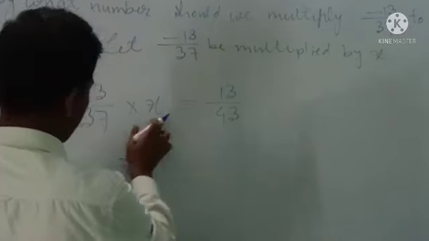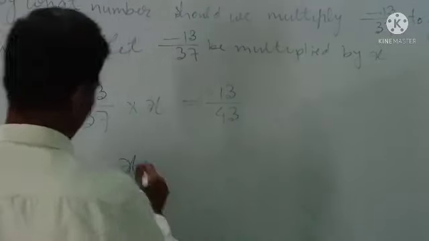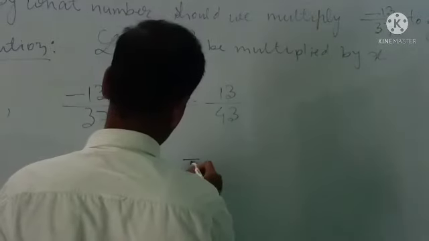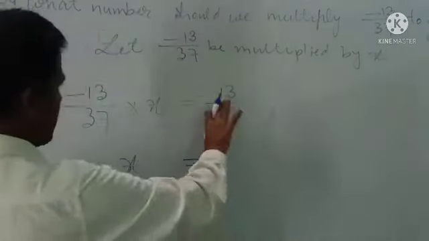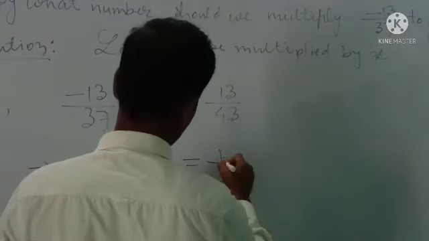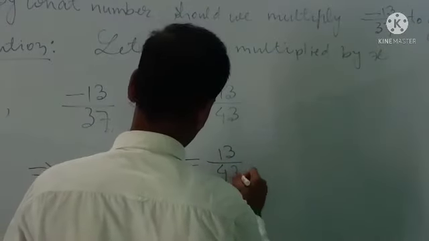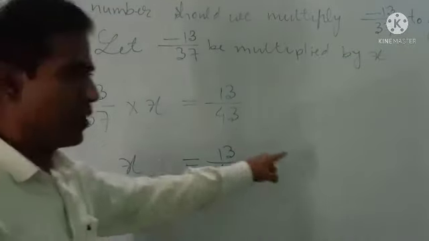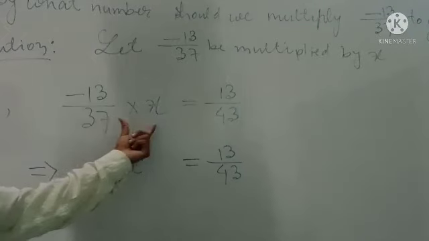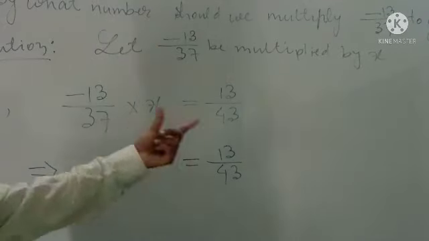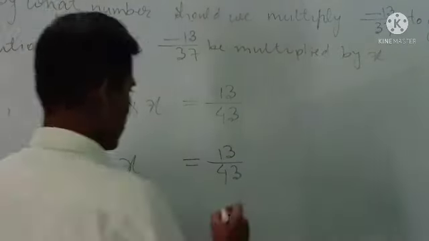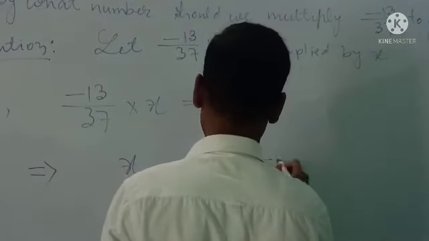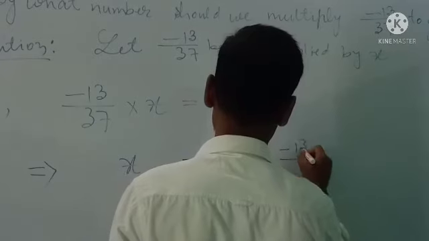This is the equal sign, this is the left part, this is the right part. So this x we will keep on the left, and the rest we will take to the right. To the right, previously you had 13 by 43, and this minus 13 by 37 also will go to the right. On the left, it is multiplied with x. If you bring it to the right, this multiplication will turn into divide. So we'll write divide minus 13 by 37.